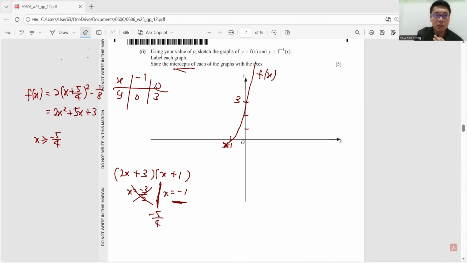Then before we draw the f inverse, we need to draw y equals to x line. And then we draw the inverse graph. We know x equals to minus 1 will become y equals to minus 1. And then (0, 3) will become (3, 0). I start from minus 5 over 4 like this. So this is my f inverse. Then this is the one-to-one function of the quadratic for both original and inverse graph.